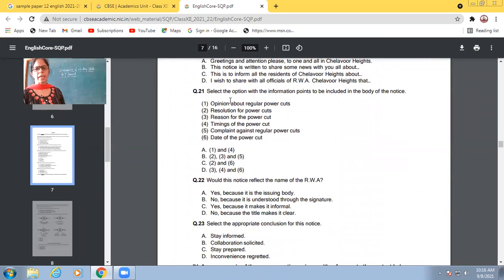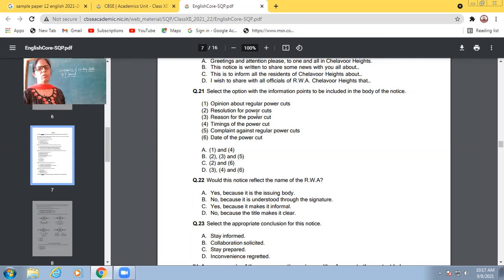Okay, now 21st, select the option with the information points to be included in the body of the notice. So these are the content value points. Now you can see which points we need and which we don't need. Opinion about regular power cuts: we don't require the opinion, because when we are going to inform the public about something, we are not seeking their opinion, or giving our opinion, right? So opinion doesn't exist in a notice. It is totally a wrong option.